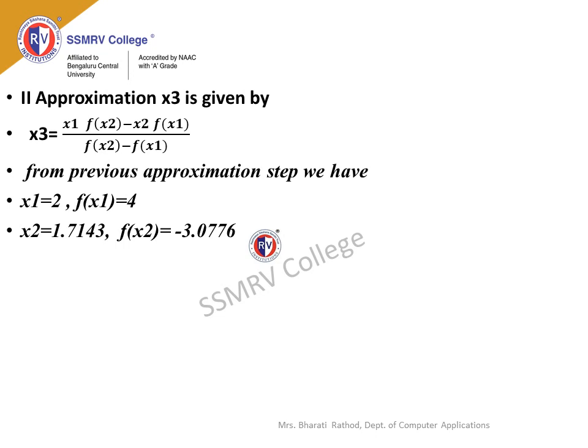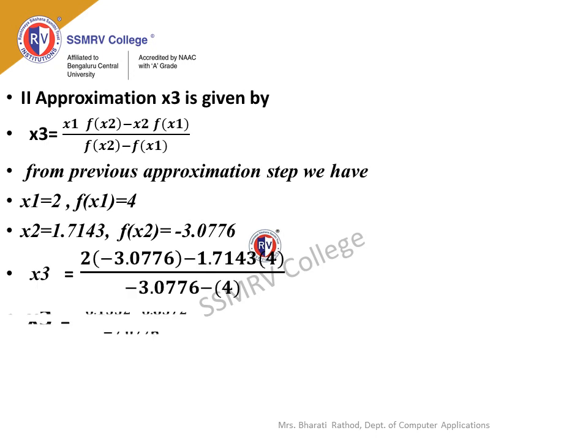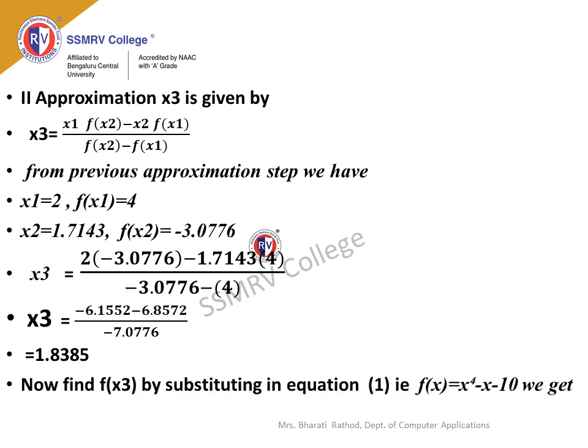Similarly, we have the value of x2 as 1.7143. Now find f of x2 by substituting this value in equation number 1. So we get f of x2 equal to minus 3.0776. Substituting these values in x3, we get x3 equal to 1.8385. Now find f of x3. By substituting the x3 value in equation number 1, we get f of x3 equal to minus 0.4135.